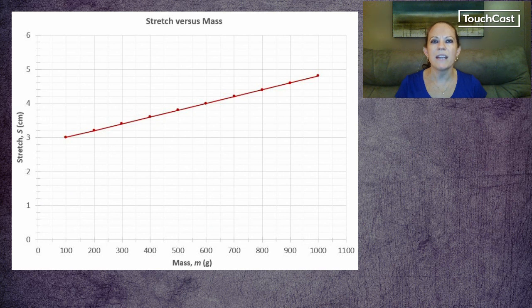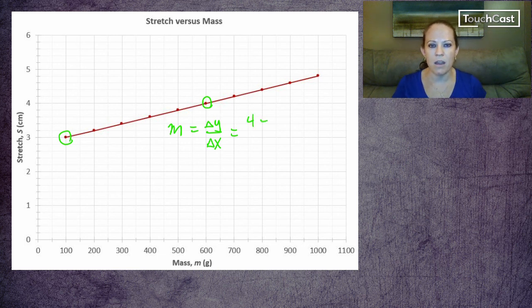So when we plot the data from the previous slide on stretch versus mass, we get this graph. Conveniently, all of our data points lie on a straight line that's shown. To find the slope, I'm going to need to pick 2 points that are on the line. So I'm going to pick (100, 3) and (600, 4) because those give us a nice whole change of 1 centimeter on the top. So we'll find our slope with the change in the vertical axis variable divided by the change in the horizontal axis variable.